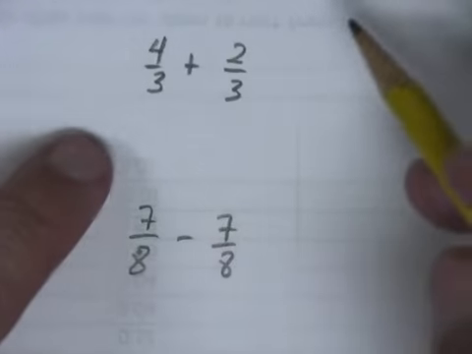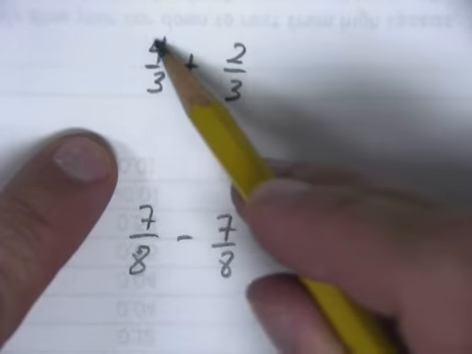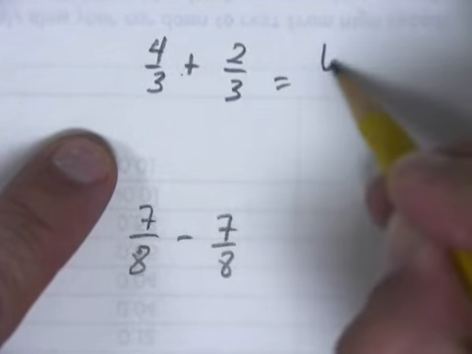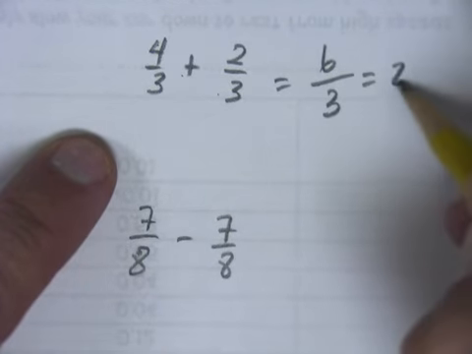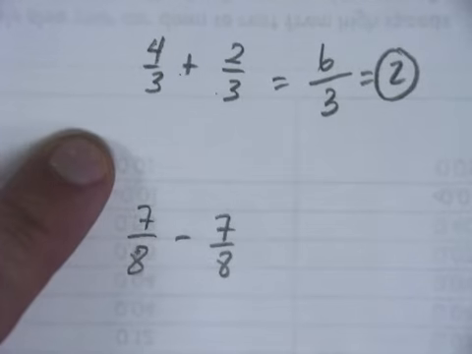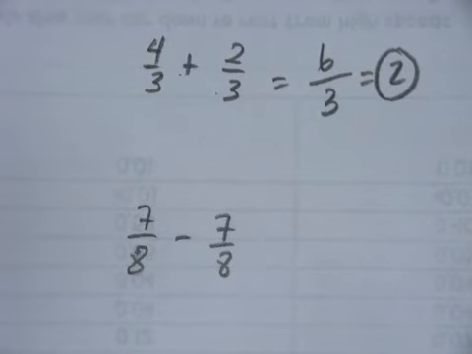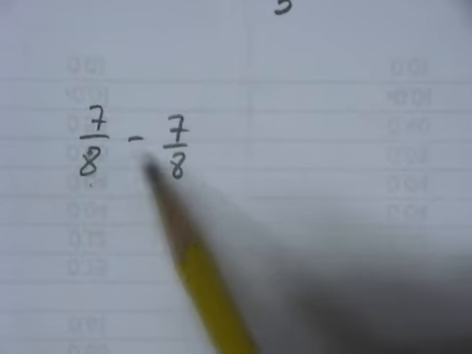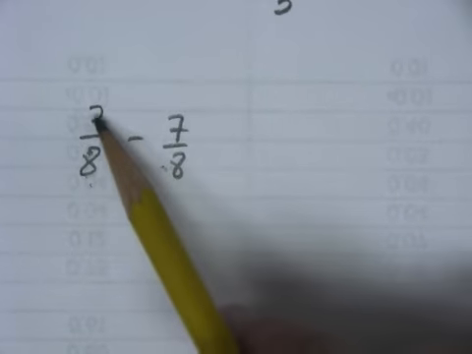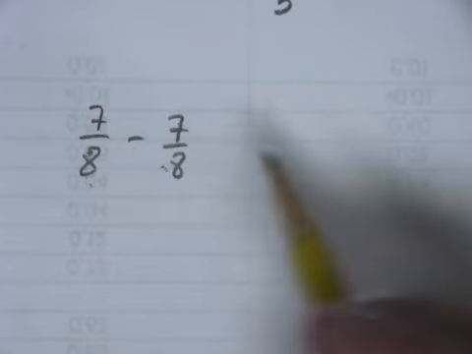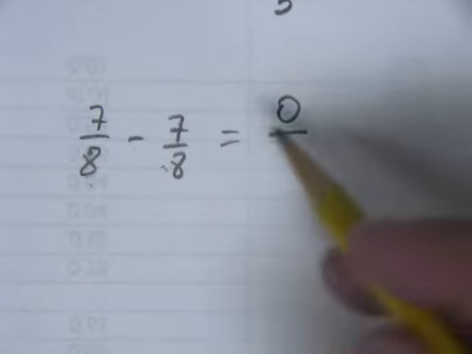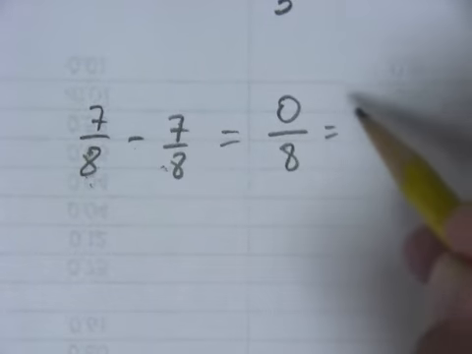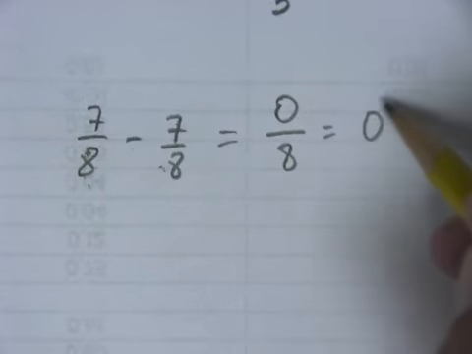They have common denominators. The 3's are common, so I add across the top. 4 plus 2 gives us 6. Carry the 3 over. I need to recognize that 6 divided by 3 is 2. Seven over 8 minus 7 over 8. I have same denominators, so subtract across the top. 7 minus 7 is 0. Carry over the 8. I need to recognize that 0 over 8 is then 0.